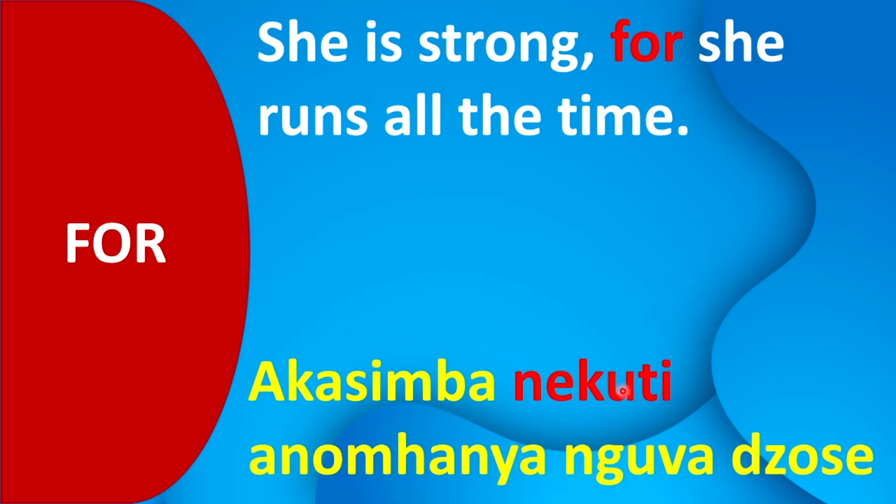So nekuti, for, has been translated to nekuti, which is similar to because. For and because both are used to show the reason why something is there or why something has been done. So it's used to show reason. So in Shona, because and for are translated to the same word, which is nekuti.